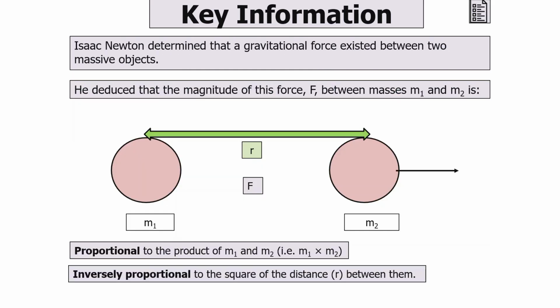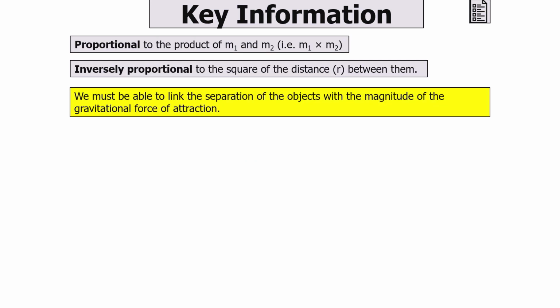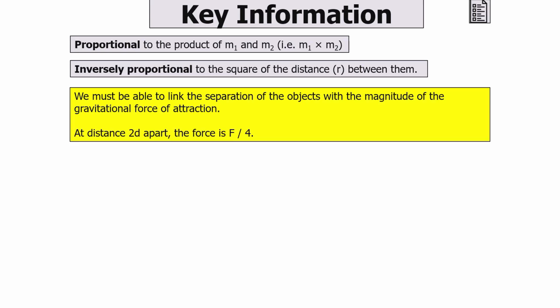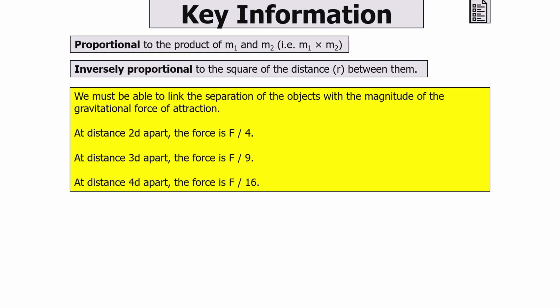Now, if we go back to the idea of Newton's law of gravitation, you must be able to state the relationships of Newton's law of gravitation as well as state the mathematical equation. As we said before, the force is proportional to the product of m1 and m2, and the force is also inversely proportional to the square of the distance between them. You have to be able to link the separation of the objects with the magnitude of the gravitational force of attraction. At a distance of 2d apart, the force is F over 4. At a distance 3d apart, the force is F over 9. And at a distance of 4d apart, the force is F over 16.